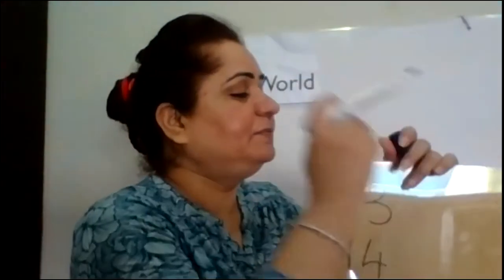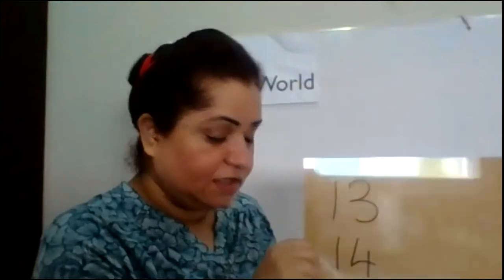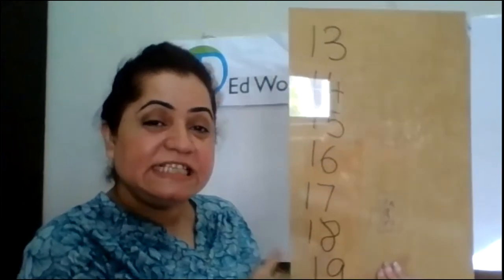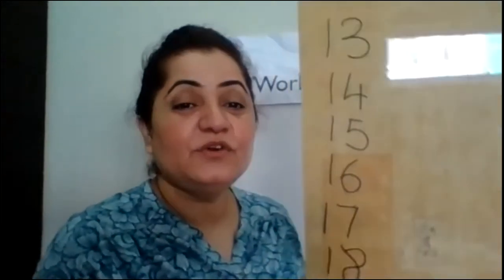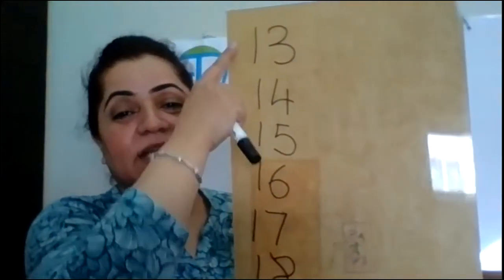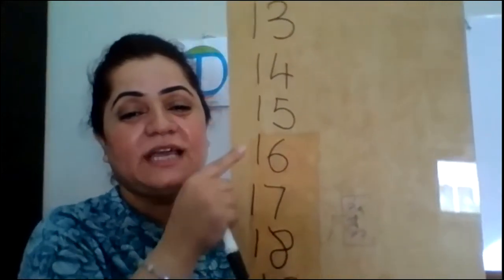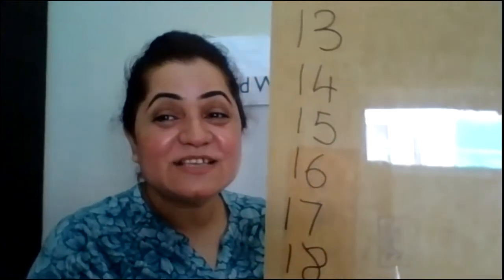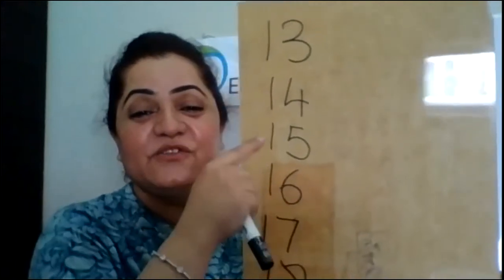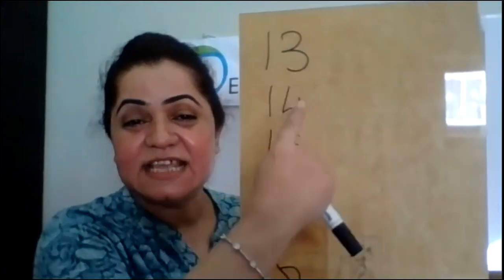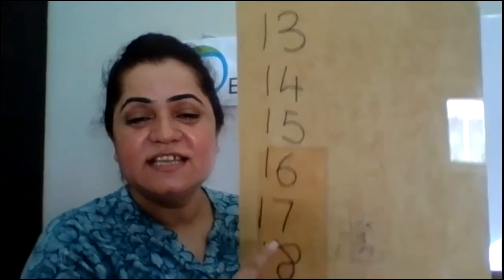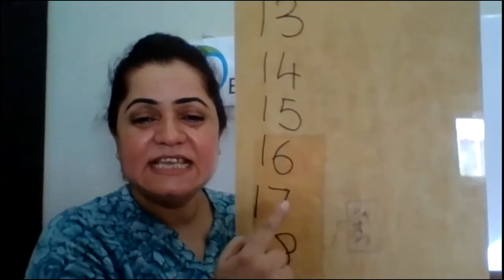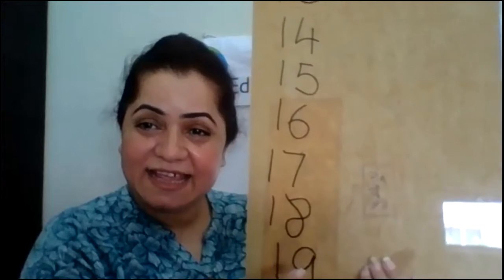Now, just look at them carefully, right? What is the first number in it? What do you see first? Yes, number one. It always has number one first, and then the next number changes, right? 3, 4, 5, 6, 7, 8, and 9.